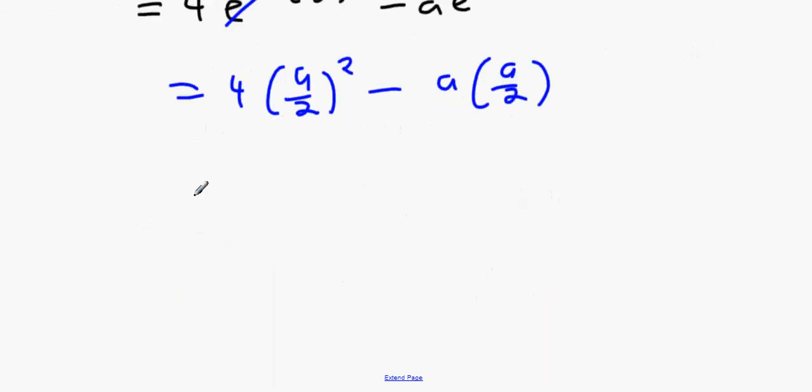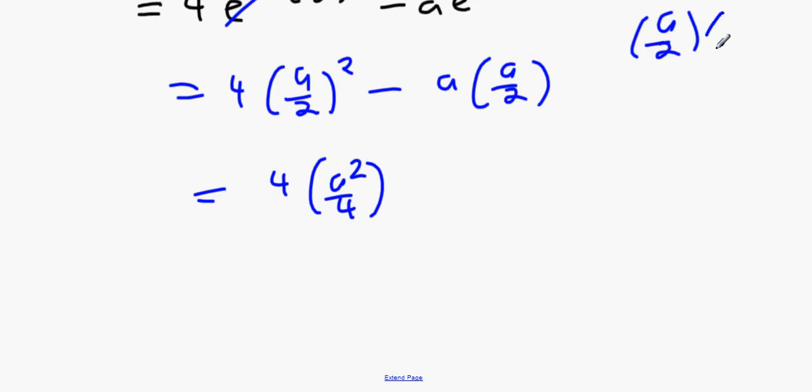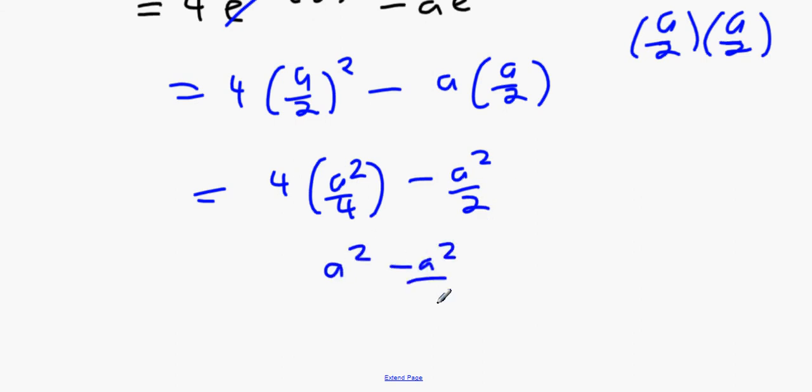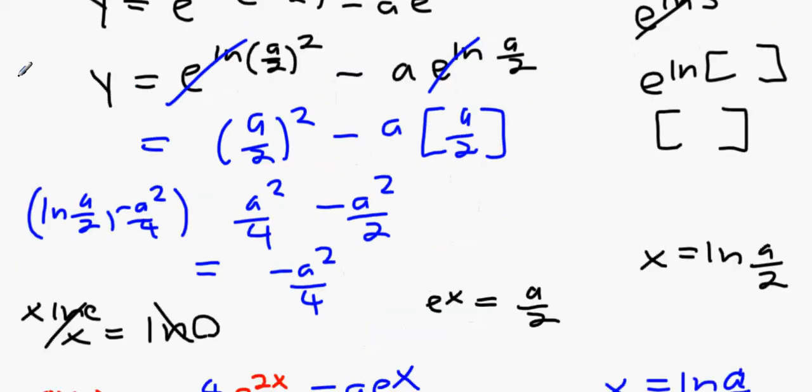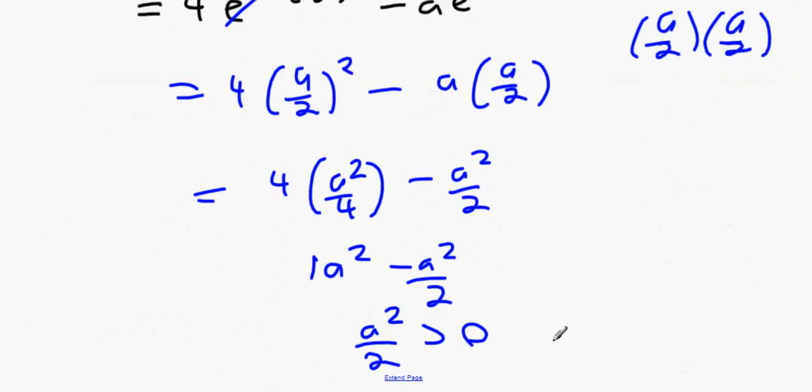And what we're going to get here is 4 multiplied by a squared over 4, when we square a over 2 by a over 2. Now we're going to get minus a squared over 2. Multiply out and we're going to get a squared minus a squared over 2. And this is basically like 1 minus a half, which is going to be a half, a squared over 2. A squared over 2 is always bigger than 0, and this means it therefore is a minimum. Second derivative is bigger than 0, it's a minimum.